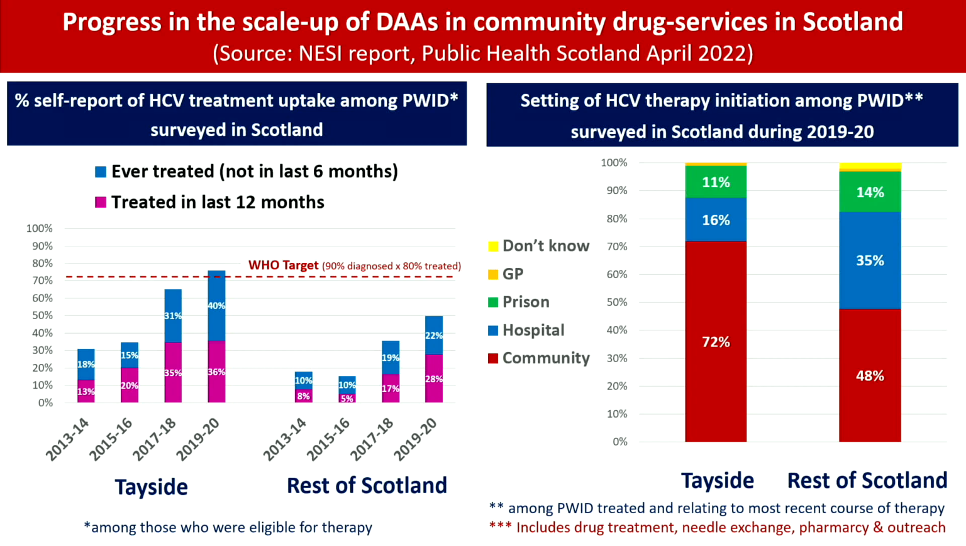And much of that progress has been achieved, and you can see on the right we captured data on where people have been treated, and there's been a big push in terms of rolling out treatment away from hospital settings out into the community. You can see from this graph the correlation through the scale-up of treatment associated with treatment delivered out in community and prison settings.